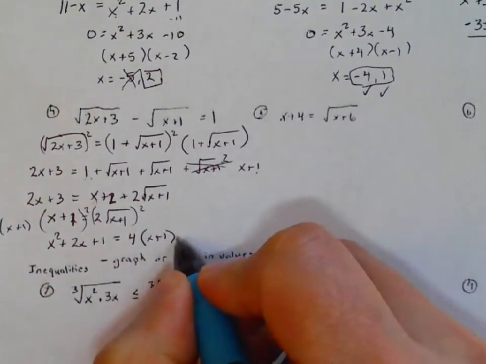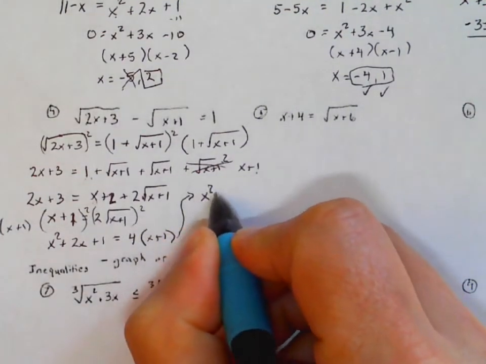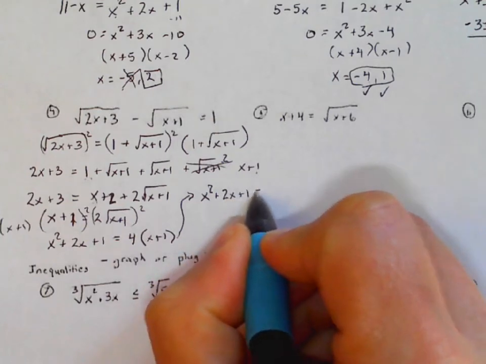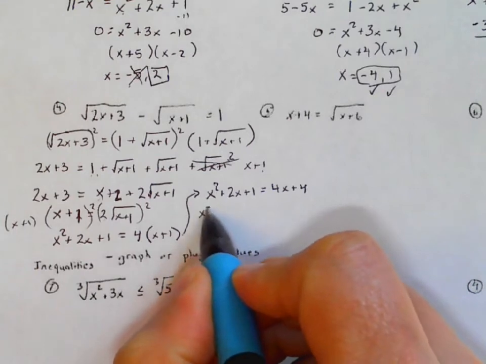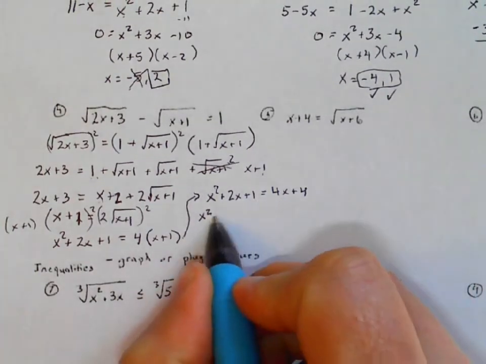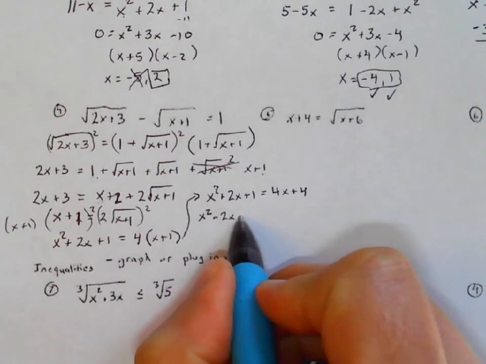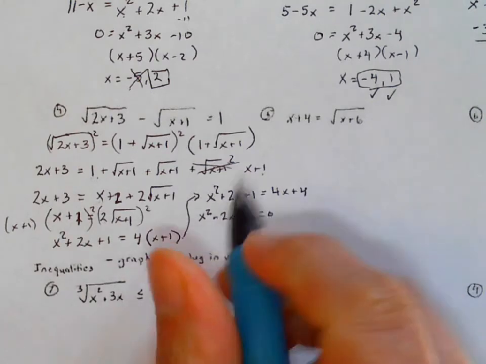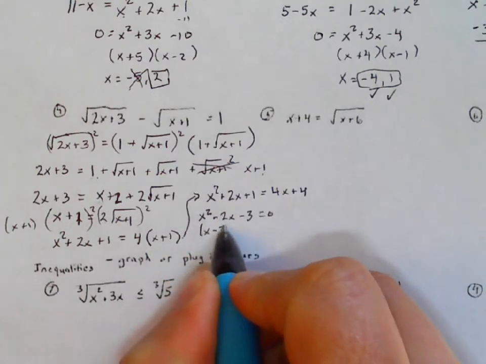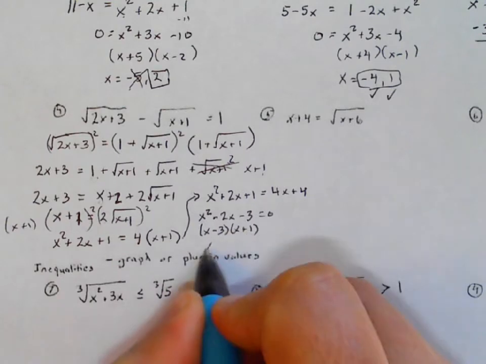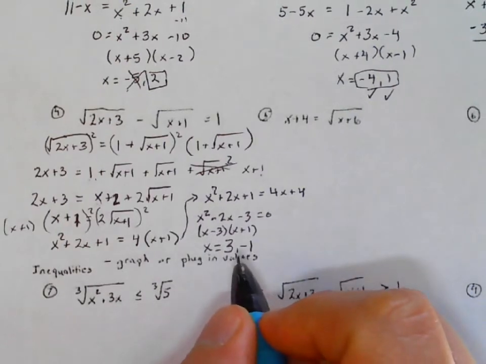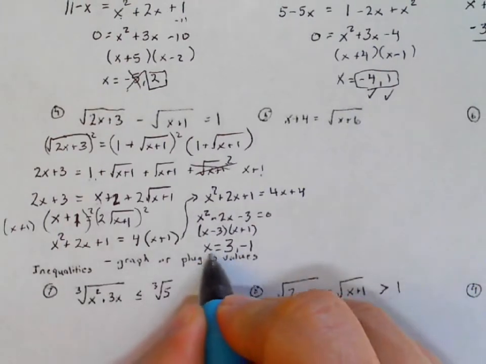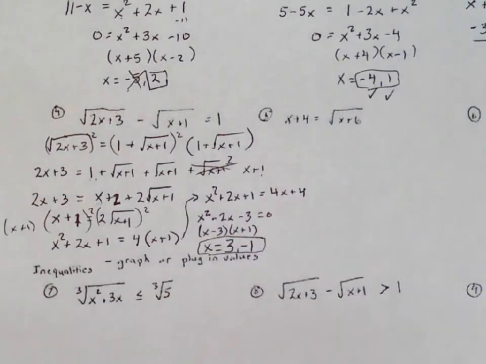Okay, so now I'm going to move it over here. We have x squared plus 2x plus 1 is equal to 4x plus 4, which would be x squared, subtract that over, minus 2x, subtract that over, minus 3. So this is one that you can factor, and you get x is equal to 3 and negative 1. Okay, and I will tell you that when you plug them both in, that both of them will work.